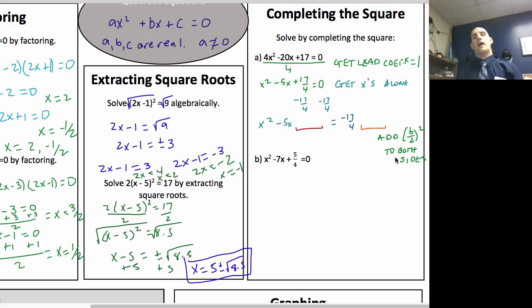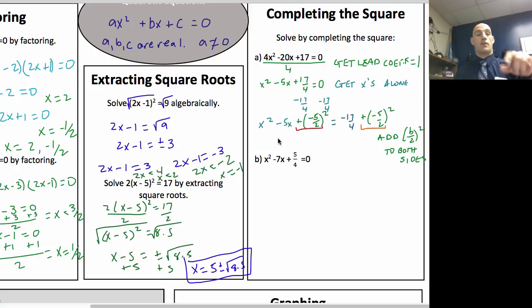Okay? I want to add b over 2 squared to both sides. And so what I'm going to do here is I'm going to say plus negative 5 over 2 squared, because this is my b, plus negative 5 over 2 squared. Well, watch what happens here. Now, what I've got is I have the ability to complete this square, okay?